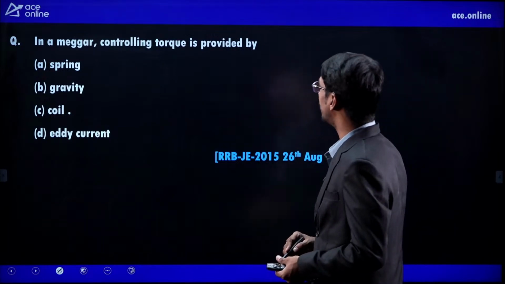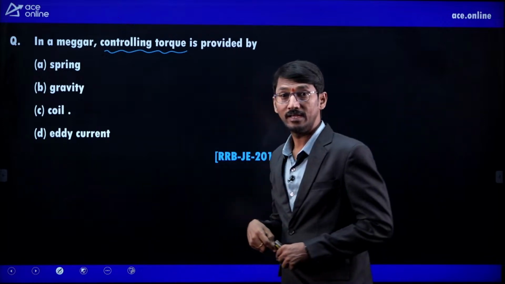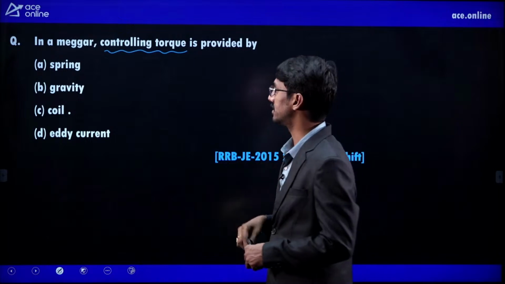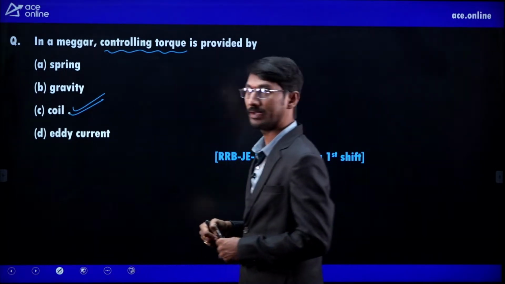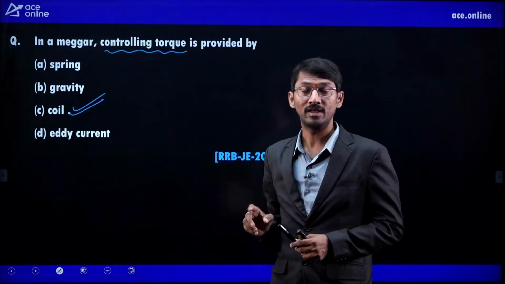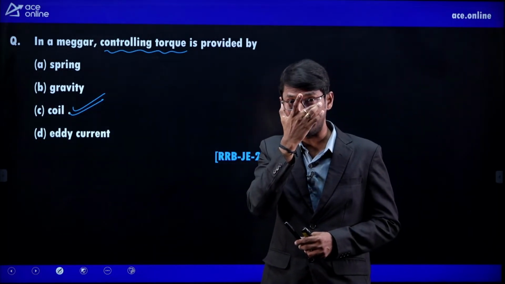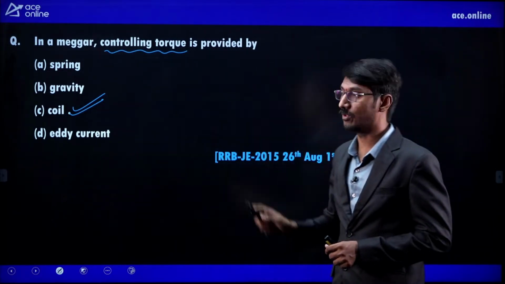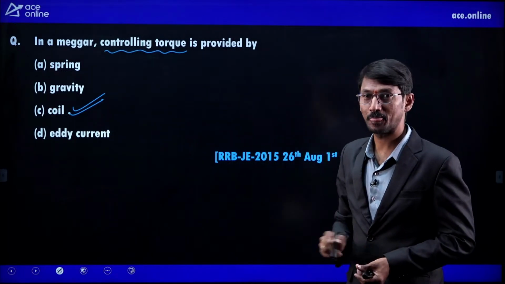Next, in a Megger, controlling torque is provided by, very important note, in the Megger the controlling torque is provided by the coils itself. There is no spring. Very important point. In the Megger, we don't have any spring action. Like the power factor meter also, the spring action will not be there, but the controlling torque is provided by the coils itself. Therefore, by the coils only we get the opposing force. Right?